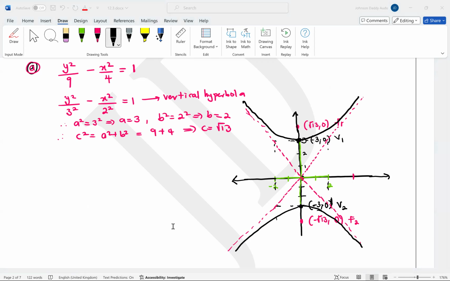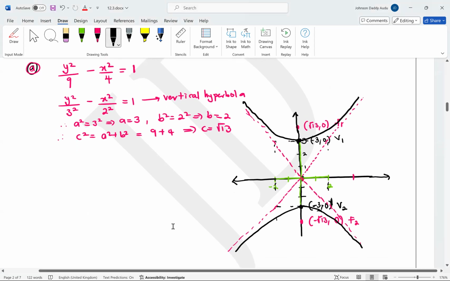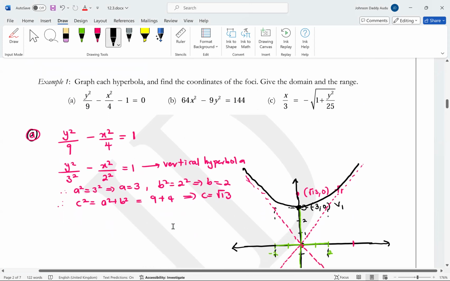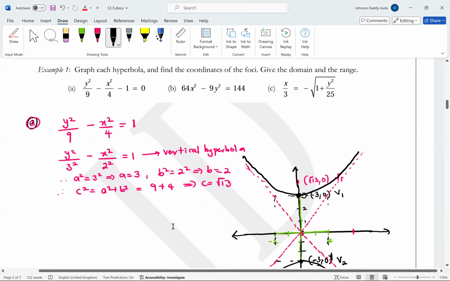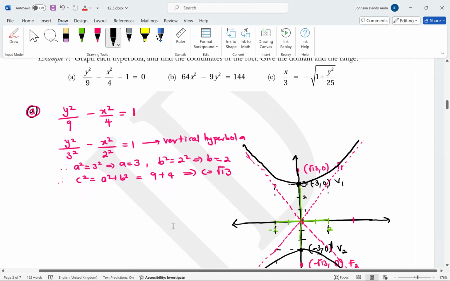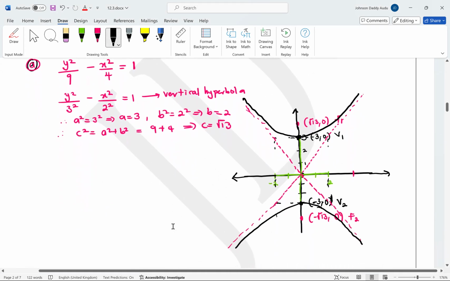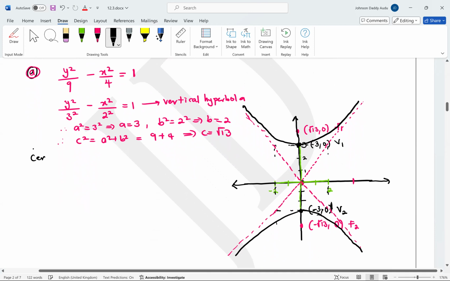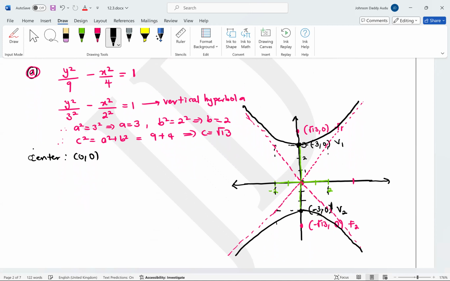All right. So this will be the rough sketch of this hyperbola. But let's see. Since we're asked to find the coordinate, we need to find the domain and the range. So let's bring out all these parameters here. Just like from the diagram, you can see we have our center. The center is nothing but (0, 0).